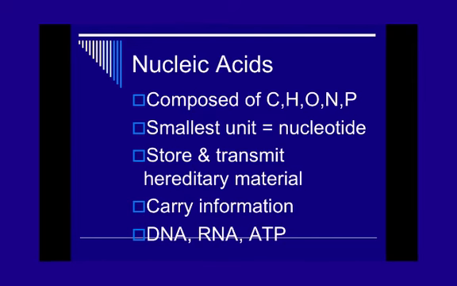Okay, so back to the notes. The final group of macromolecules is the nucleic acids. Nucleic acids are composed of carbon, hydrogen, oxygen, nitrogen, and they differ in that they have phosphorus. So, the smallest subunit of a nucleic acid is the nucleotide. The job of nucleic acids is to store and transmit hereditary material, the stuff that says what you're made of, who you are, and where you came from. They carry information. Examples of nucleic acids are DNA, RNA, and ATP.